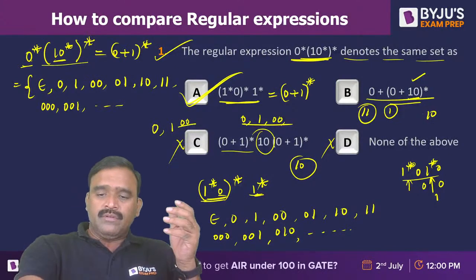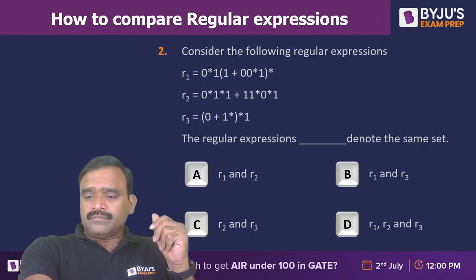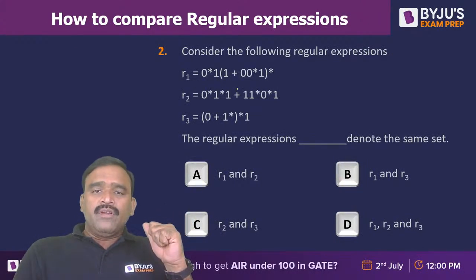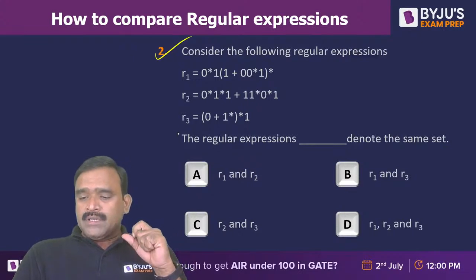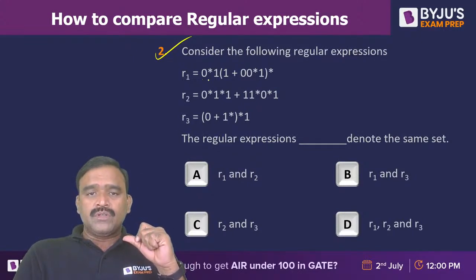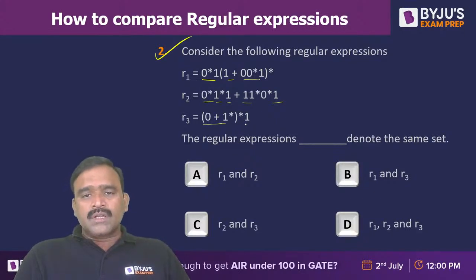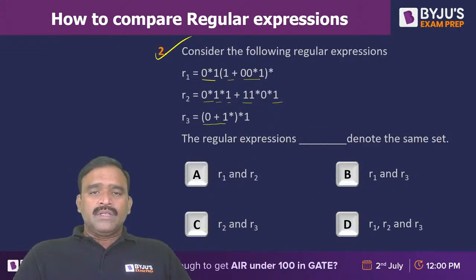I brought some questions, and the next question. Consider the following regular expressions. R1 is equal to 0 star 1 followed by (1 plus 0 0 star 1) whole star. R2 is equal to 0 star 1 star 1 1 1 star 0 star 1, and R3 is (0 plus 1 star) whole star 1. The regular expressions dash denote the same set. Option A, R1 and R2; R1 and R3; R2 and R3; R1, R2 and R3. Which are denoting the same set?